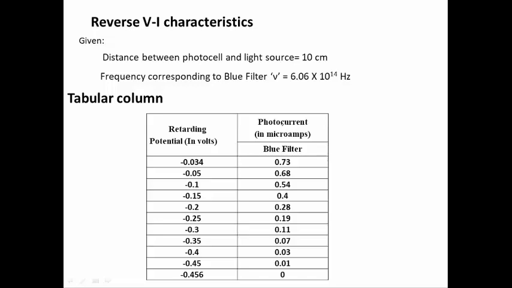In this table, the photocurrent is recorded at various retarding potentials, starting from the very small voltage, that is 0.034 volt, which is around 34 millivolt, till the current becomes 0. Here, this last voltage, that is minus 0.456, is the potential at which the current is completely 0. Therefore, this is what the stopping potential is. This is the stopping potential Vs.